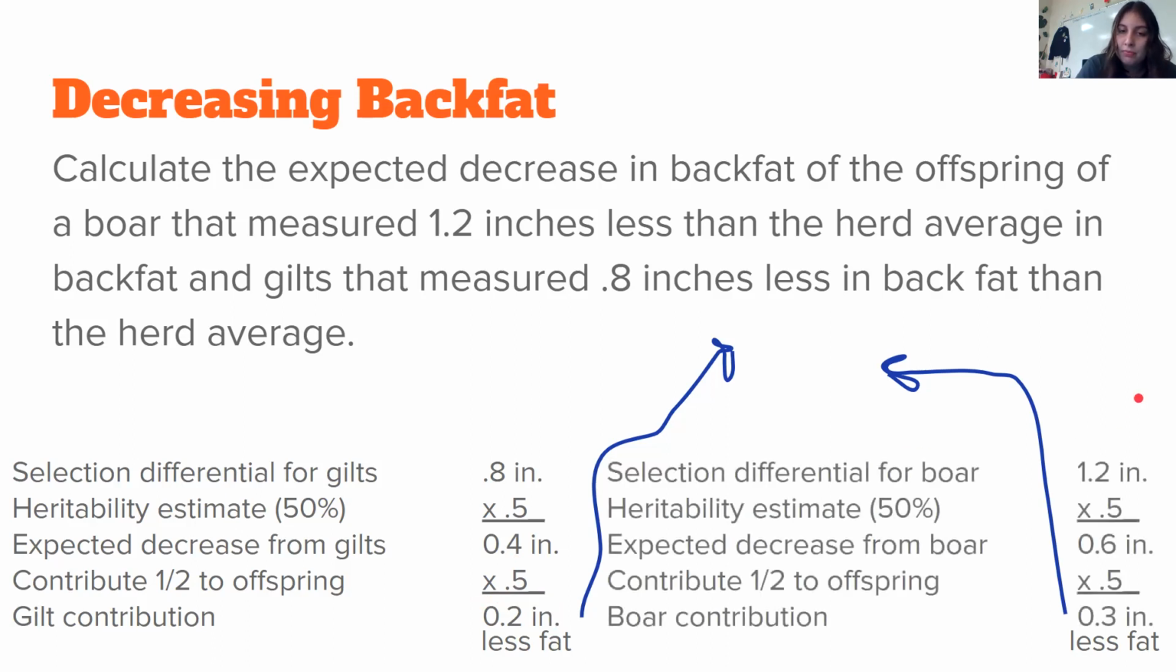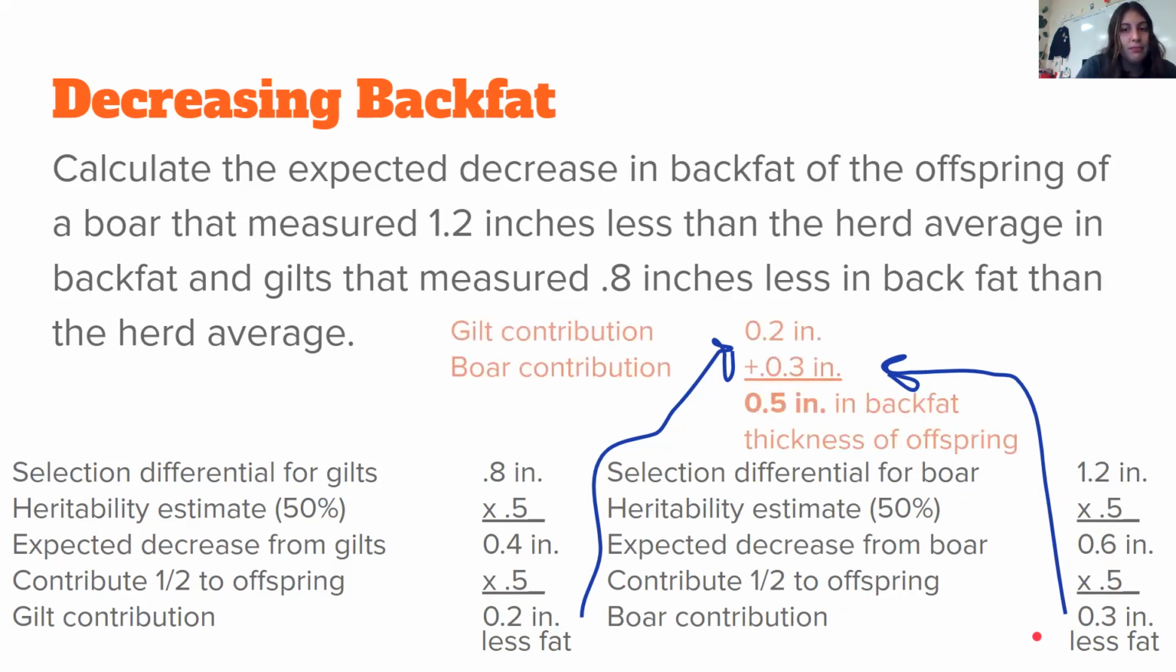Well, then we got to do it for the dad. We got to do it for the boar. So we get the number that we're looking for the boar, 1.2 inches. And we multiply it by 0.5, that heritability estimate. And we get 0.6. Then we multiply it by 50% or 0.5 again, since the dad can only give half the genetics. And we get 0.3. Then you just add them together. Sorry, that's me. So then you just add them together, and that 1 point should not be there, but when we add them together, we get half an inch.